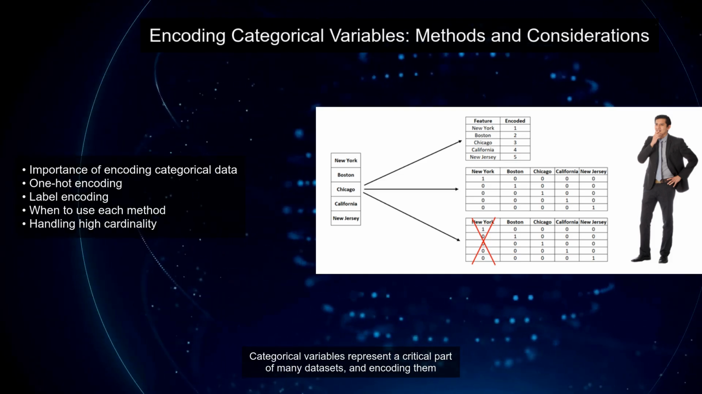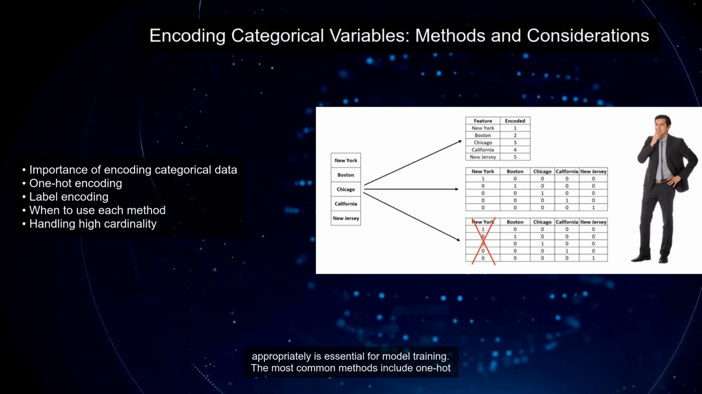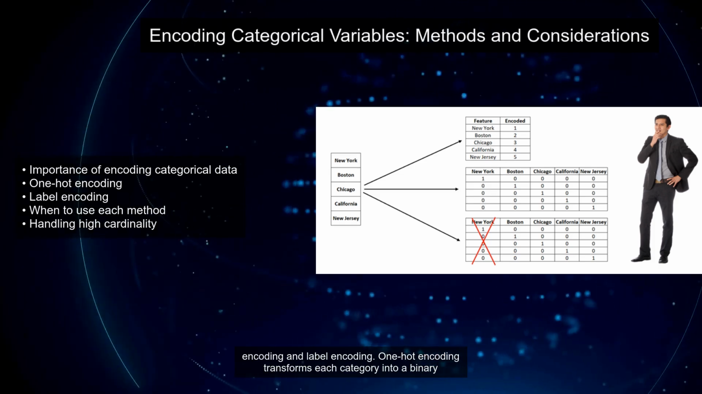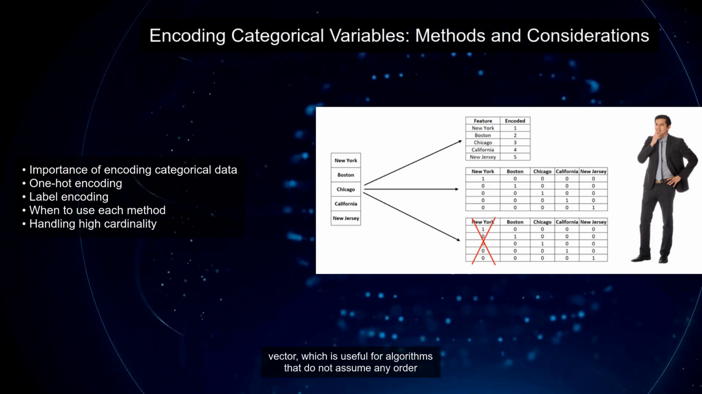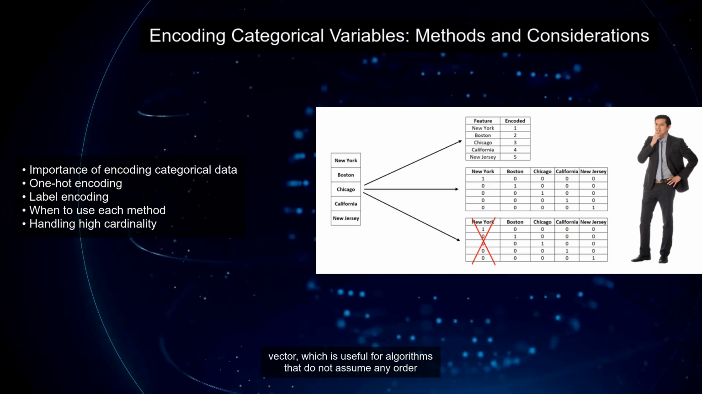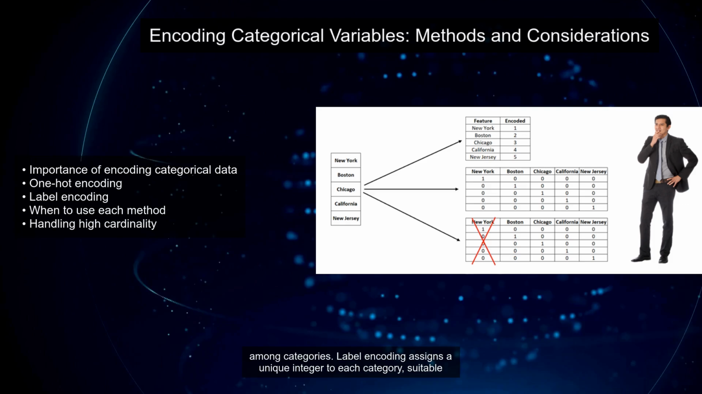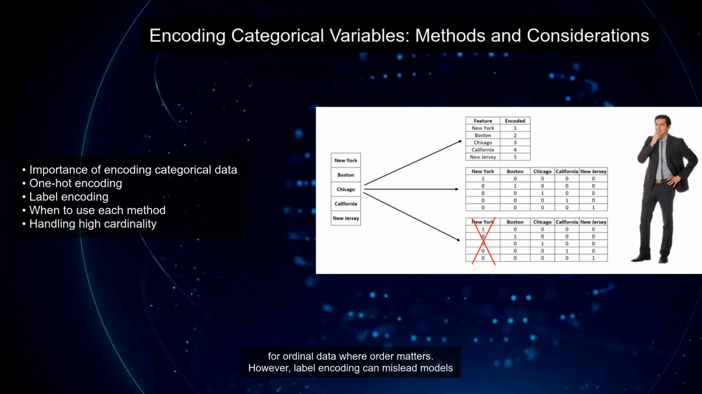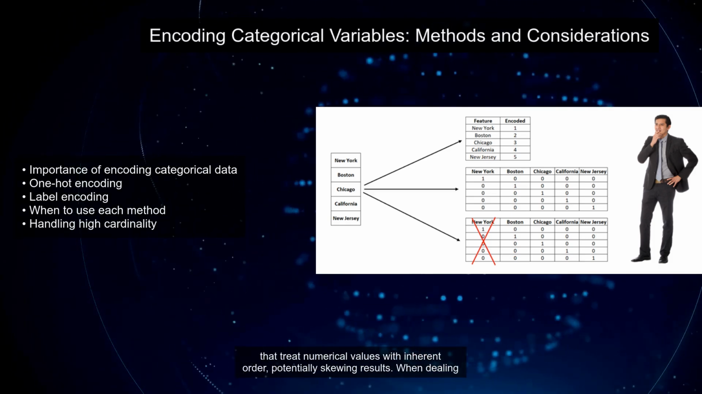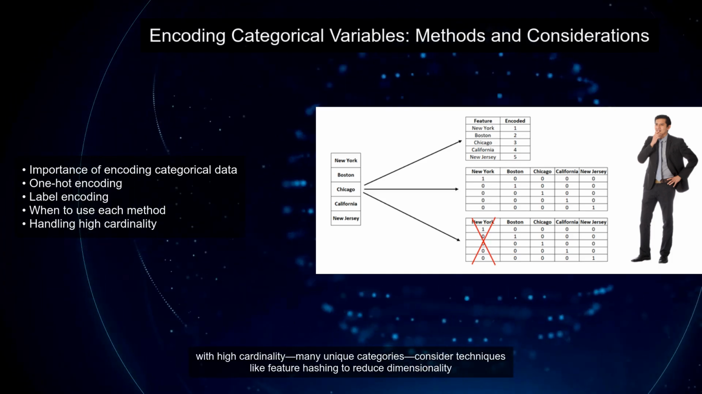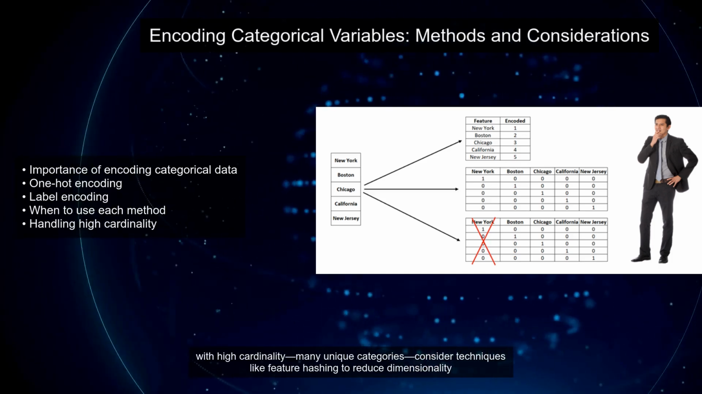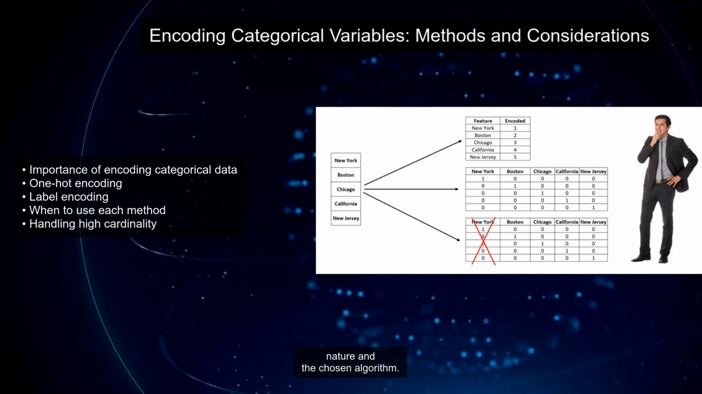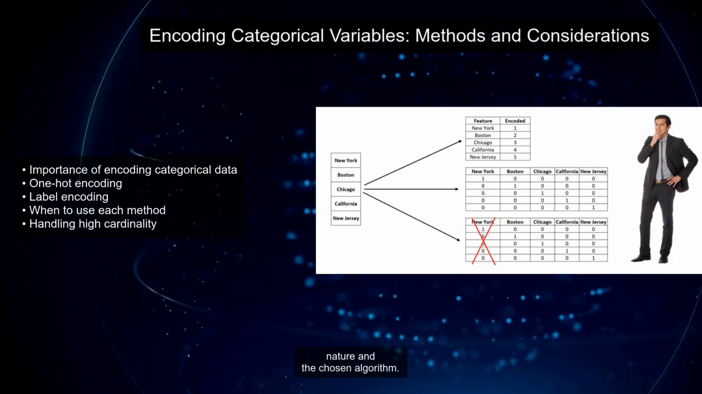Categorical variables represent a critical part of many datasets, and encoding them appropriately is essential for model training. The most common methods include one-hot encoding and label encoding. One-hot encoding transforms each category into a binary vector, which is useful for algorithms that do not assume any order among categories. Label encoding assigns a unique integer to each category, suitable for ordinal data where order matters. However, label encoding can mislead models that treat numerical values with inherent order, potentially skewing results. When dealing with high cardinality, many unique categories, consider techniques like feature hashing to reduce dimensionality while retaining information. Choosing the right encoding strategy depends on the dataset's nature and the chosen algorithm.